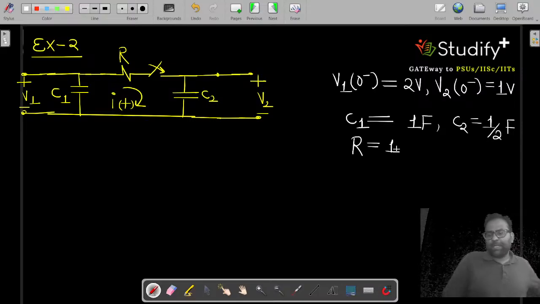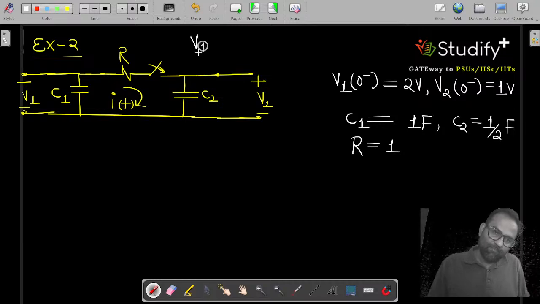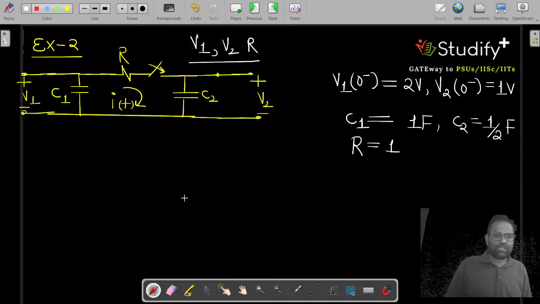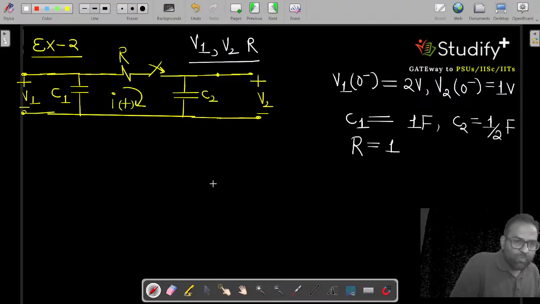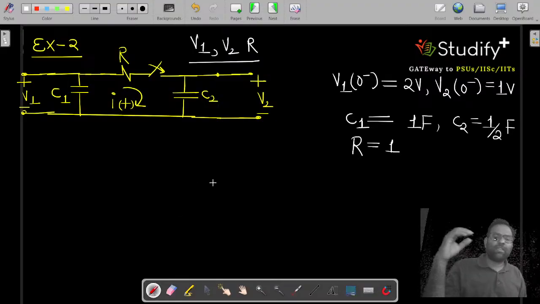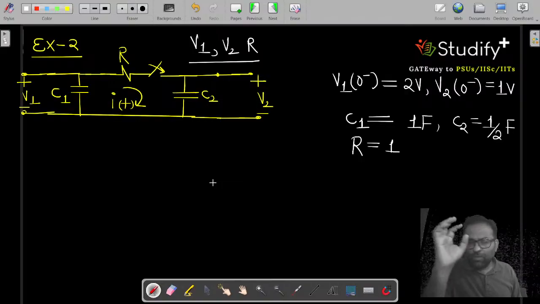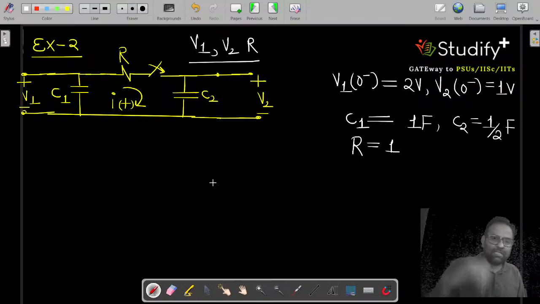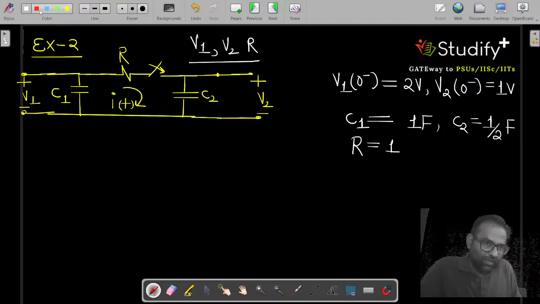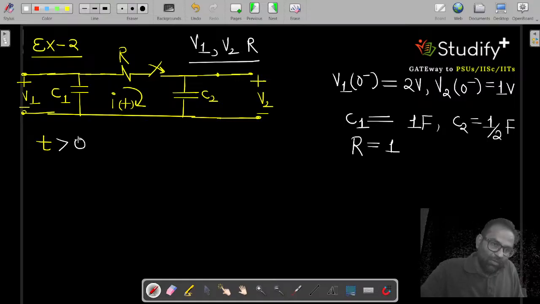We want to calculate three parameters in this circuit, and these three parameters are V1, V2 and IT. We are interested in these three parameters of the circuit. So let's analyze the circuit. Because initial conditions are given, we don't need to analyze the circuit for t less than 0. This is our agenda. So let's analyze the circuit for t greater than 0. For t greater than 0, how will our circuit look? The circuit will look like this.